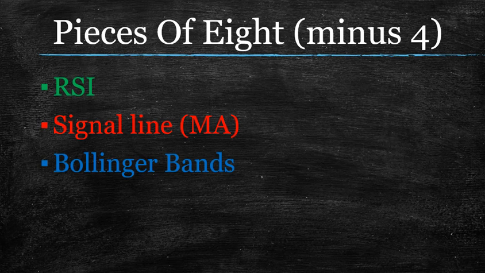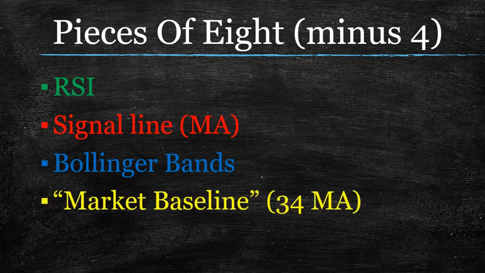And then you're going to see a line that doesn't really move a whole lot called the market baseline, which is really, from what I recall, just a moving average set to 34. I don't know if it's simple or exponential, but either way, that's really all that is. And this is represented by a yellow line.